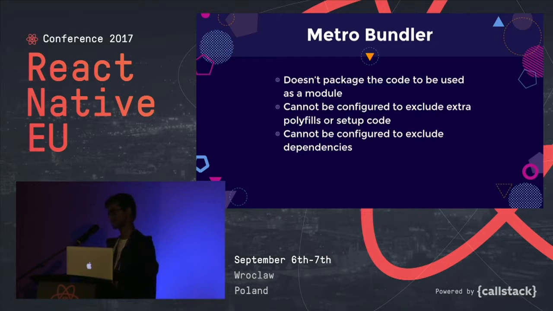The difference is the Snack runtime already includes the polyfills. It already includes the environment setup code. So what we want to include is only the module code. We don't want to include the environment setup. We don't want to include the polyfills. And we also don't want to include a new copy of React or React Native. So we want to be able to exclude those dependencies, and Metro Bundler does not allow us to do that. So we wrote our own.